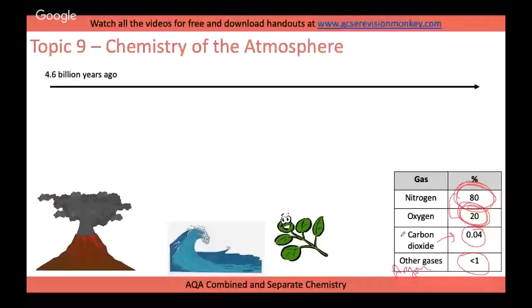So an atmosphere of mostly carbon dioxide, dissolved in the oceans, made sedimentary rocks, fossil fuels, made the carbonate shells of animals, and then taken in by photosynthesis, oxygen released, and we end up with the atmosphere like it is today.